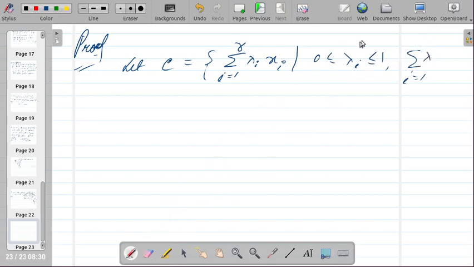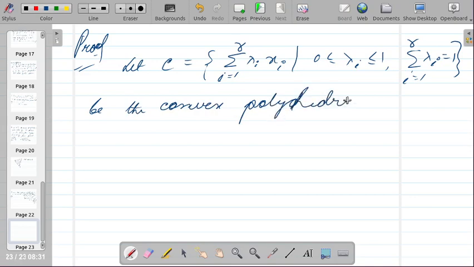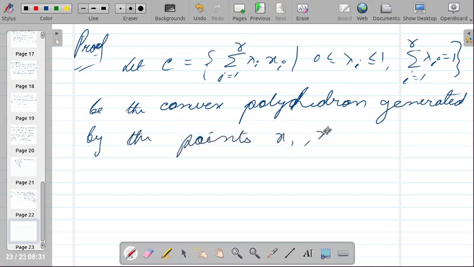So it's summation i goes from 1 to r, lambda i, this is equal to 1. Let C be the convex polyhedron generated by the points. What are the points? x1, x2, up to xr. Right, so we have to show that C is a convex set.